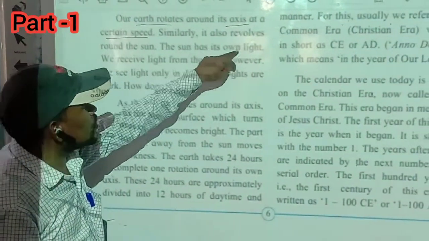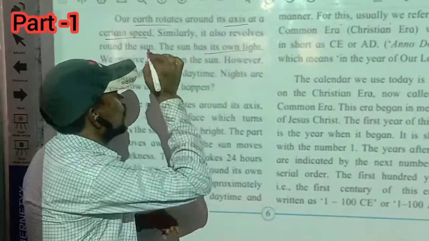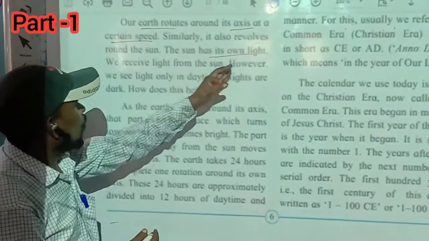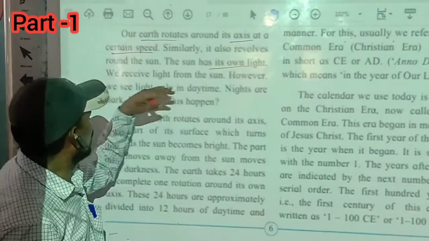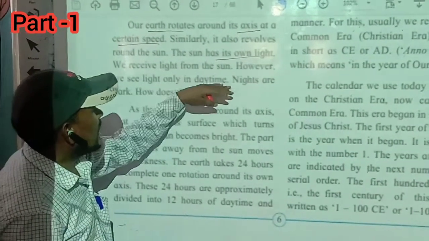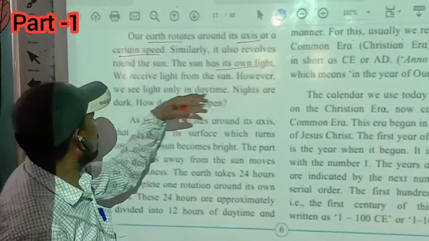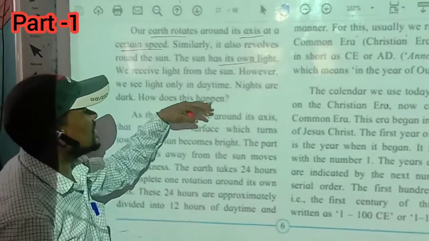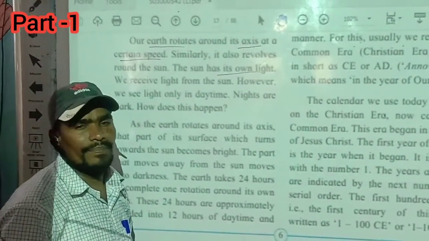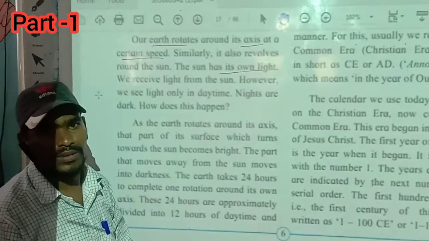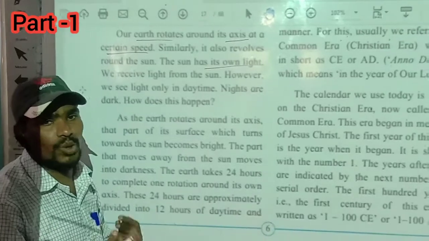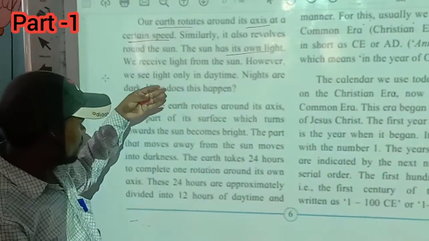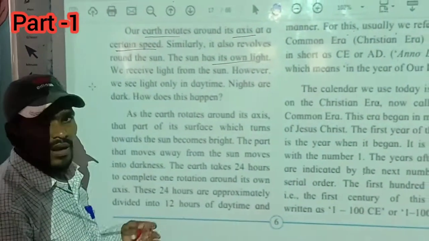The sun has its own light. I have already told you. We receive light from the sun. However, we see light only in daytime. Nights are dark. How does this happen? It is light in the day and dark at night. Why does this happen? Now in the next part I will explain.